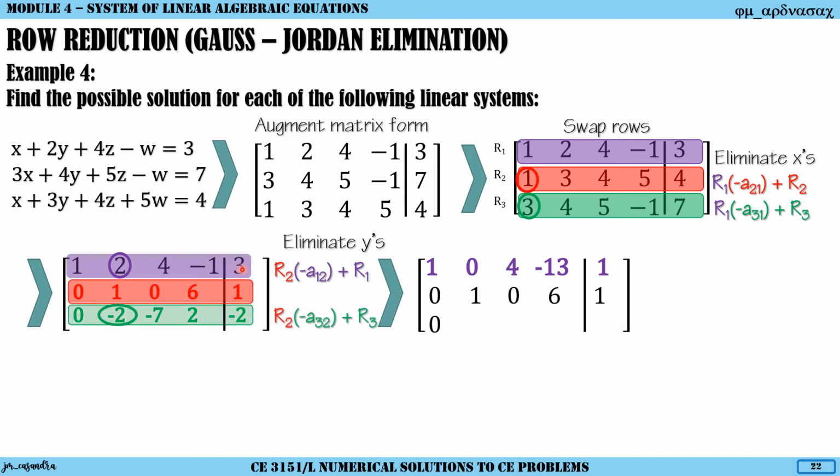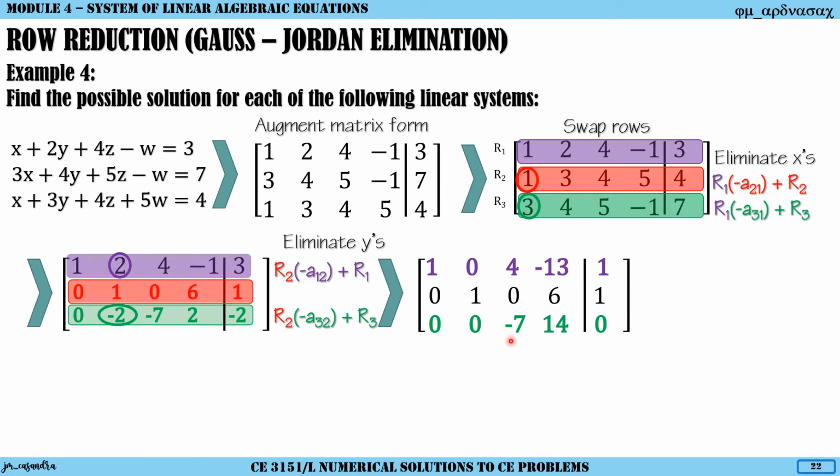And then for the third row, that will now be computed as R2 times A32 plus R3. So we'll now have R2 times A32 plus R3. So we have now this one.